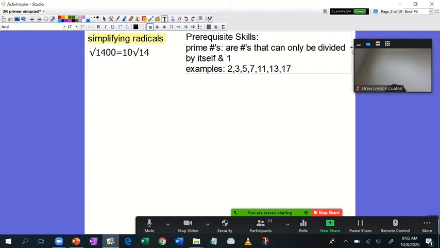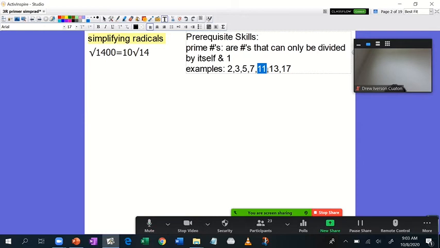Okay? So, now, those are examples of prime numbers again. Let's take 11, for example. 11 can only be divided by itself and 1. Okay? 13 can only be divided by itself and 1. Okay, same thing with 17.